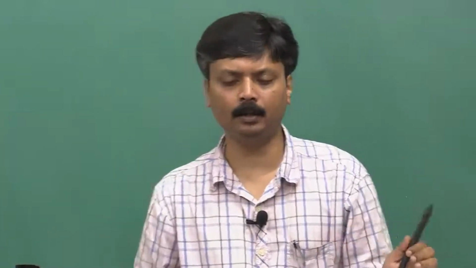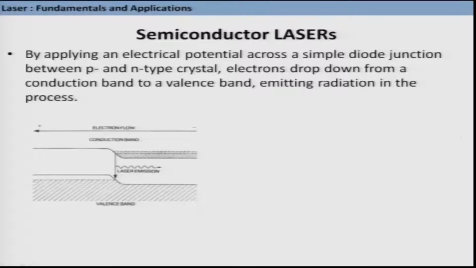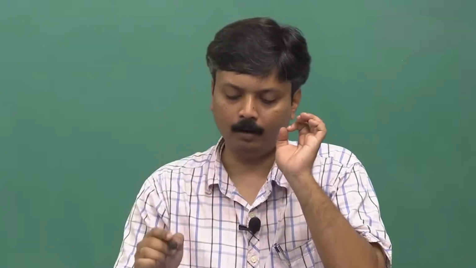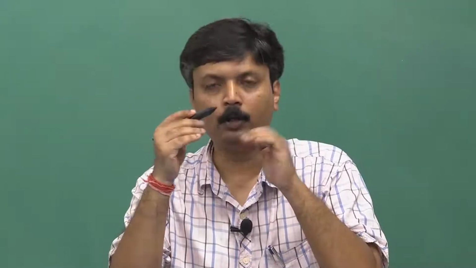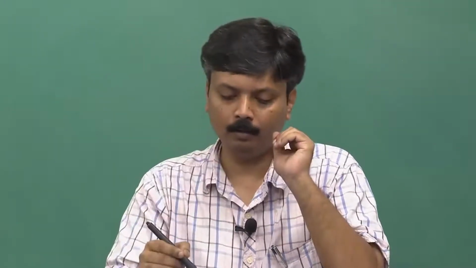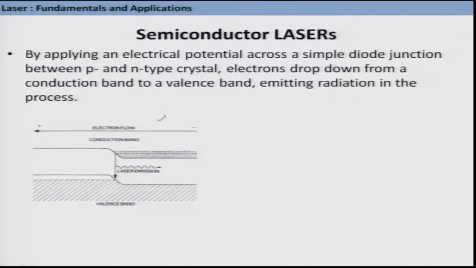So this is the basic idea of the semiconductor laser operation. I will just pictorially show how it is done. If you have P and N type crystals attached to each other, and a potential difference is applied, the electron will jump from the conduction band to the valence band, and this jump will also be associated with an emission of light. Now this is a very simple idea.